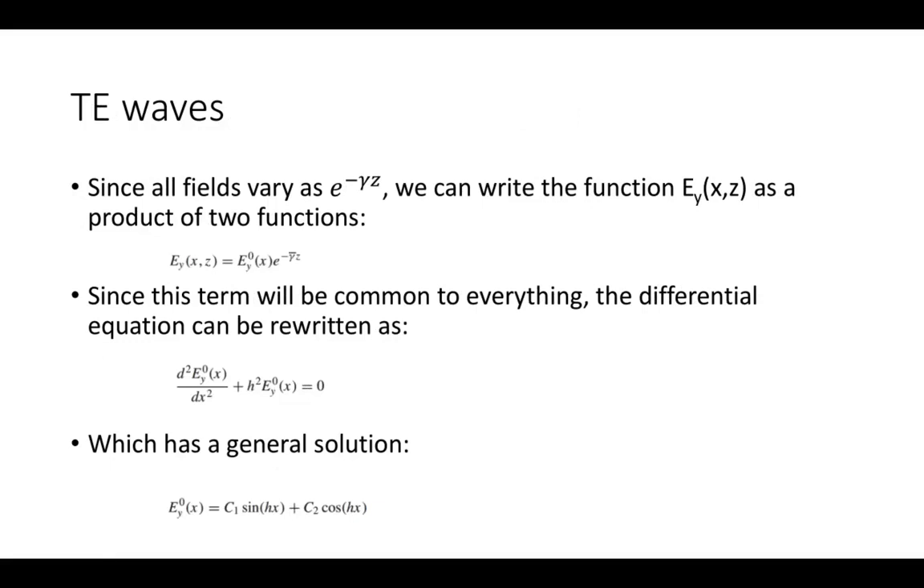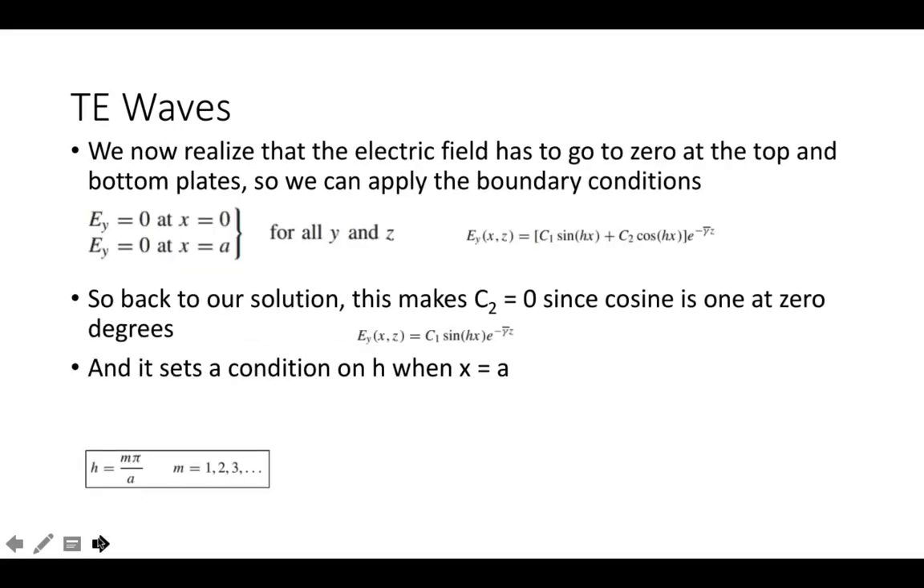So what we have to do now is we have this equation. It has undetermined constants, and it also has this parameter h. So now what we need to do is find the boundary conditions.